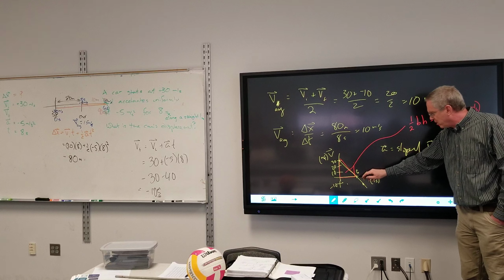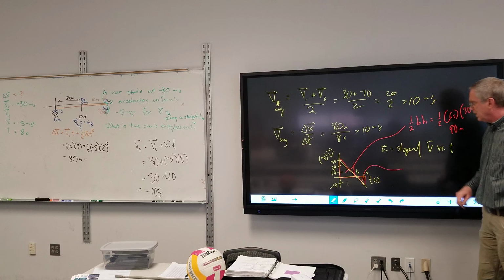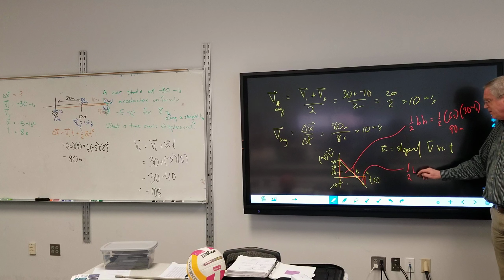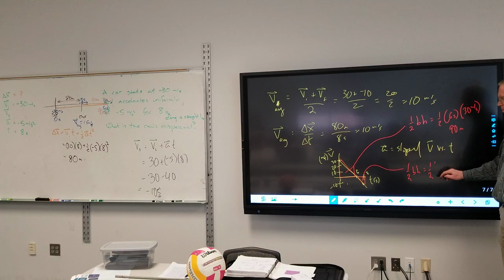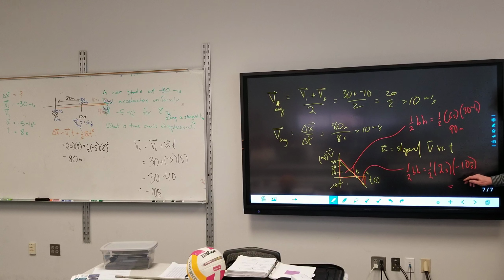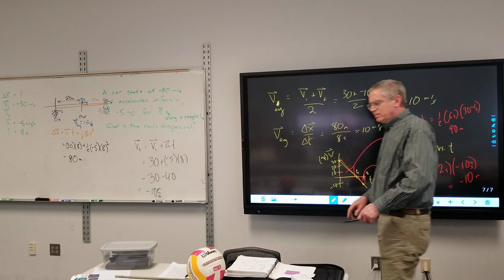Now I look at this right triangle right here. It's another triangle, so 1/2 base times height. So that's 1/2 times my base now is, well, what is my base? 2 seconds. What's my height? -10 meters per second. And we ended up with -10 meters. So we have one other rule here.